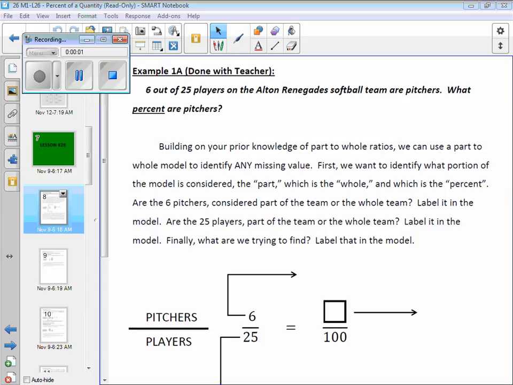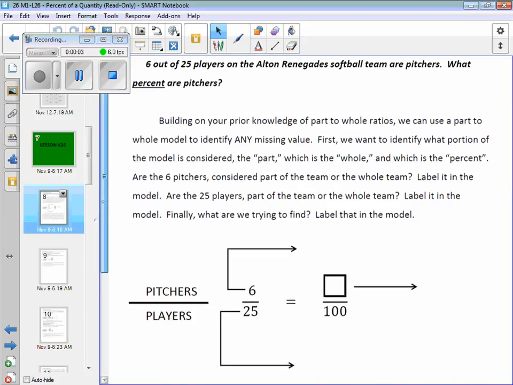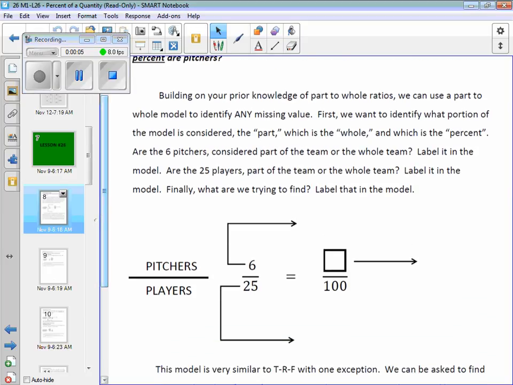First, let's take a look at the model. In this particular model, part of it is still a TRF, but it does change a little bit. This is your template. This is your ratio, 6/25. But you're going to start to see that last part labeled as percentage, because it is still a ratio. It's just a ratio over 100, which is automatically a percentage.